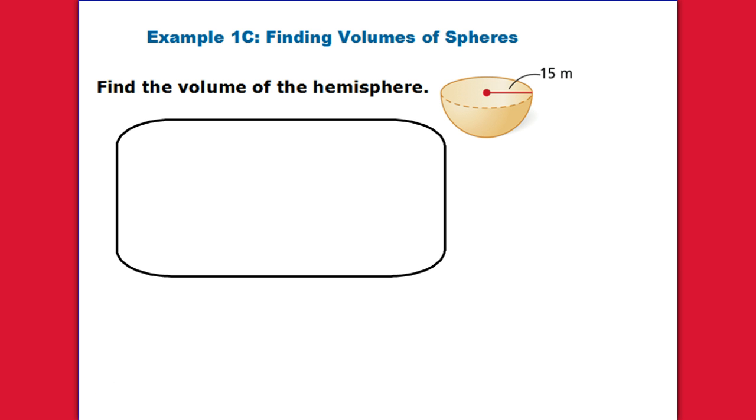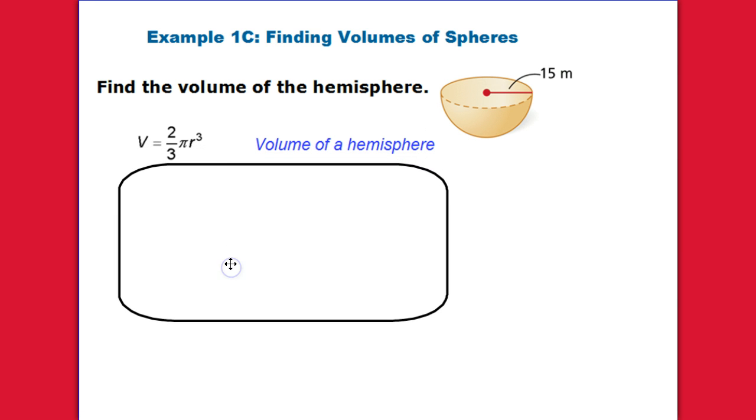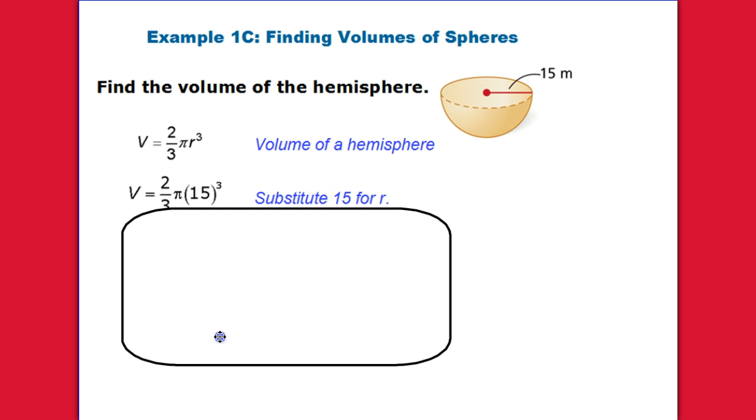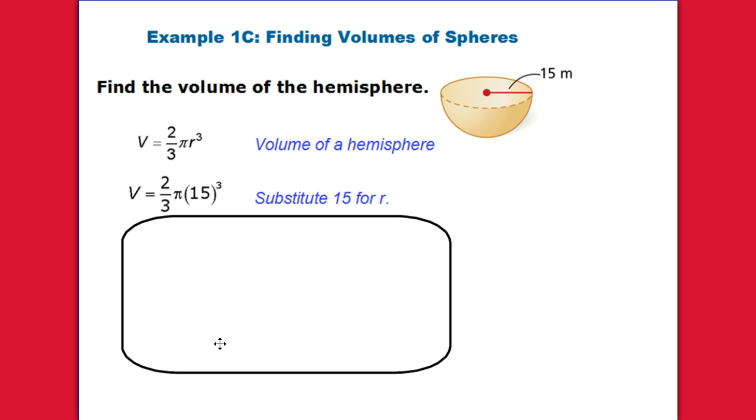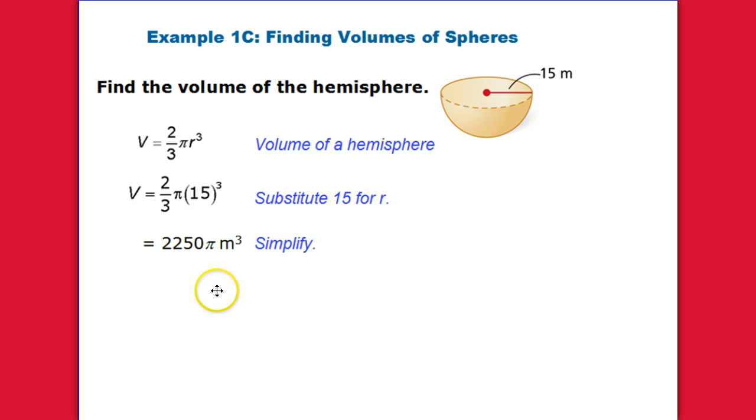Okay, so you should have started with your formula. If you recall, a sphere is 4/3 pi r cubed, so a hemisphere is 2/3 pi r cubed. And now we substitute our 15, and when we simplify, we have 2,250 pi meters cubed.